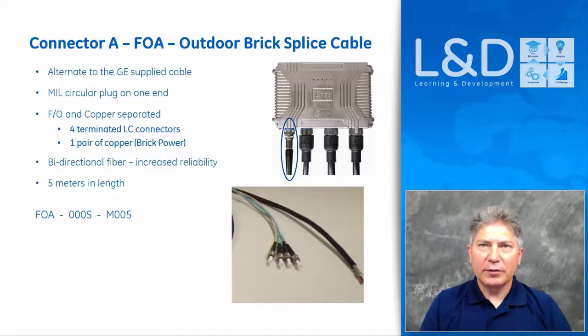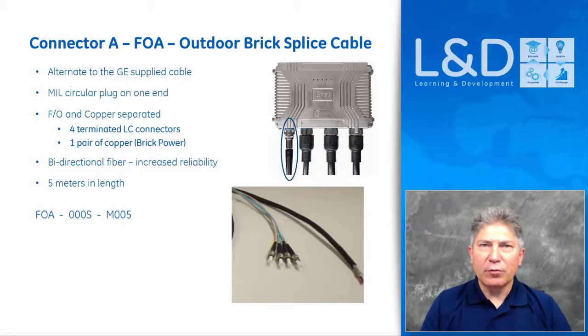The outdoor fiber splice cable consists of a circular plug connector similar to the outdoor end of the outdoor fiber cable with pre-assembled separate fiber and copper cables at the other end. The cable is available in 1 length only, which is 5 meters. This relieves the need to terminate fibers in a circular connector and provides an environmentally secure connector back shell.